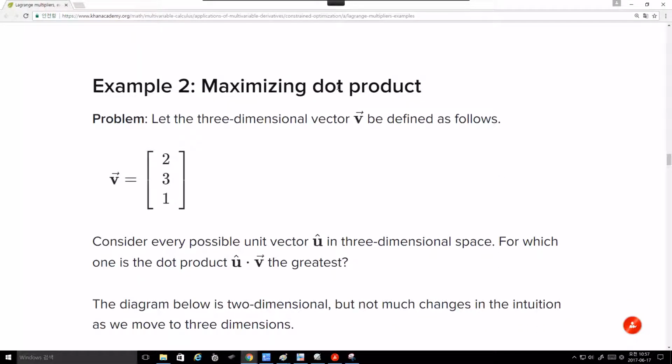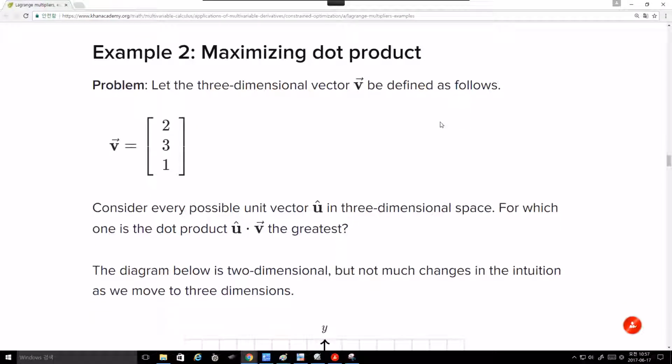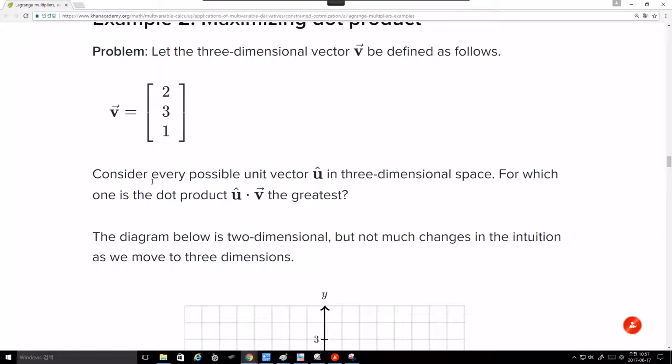Now let's take a look at another problem: maximizing the dot product. Let the three-dimensional vector be defined as follows. This is the three-dimensional vector 2, 3, 1. Now consider every possible unit vector in three-dimensional space. For which one is the dot product the greatest?